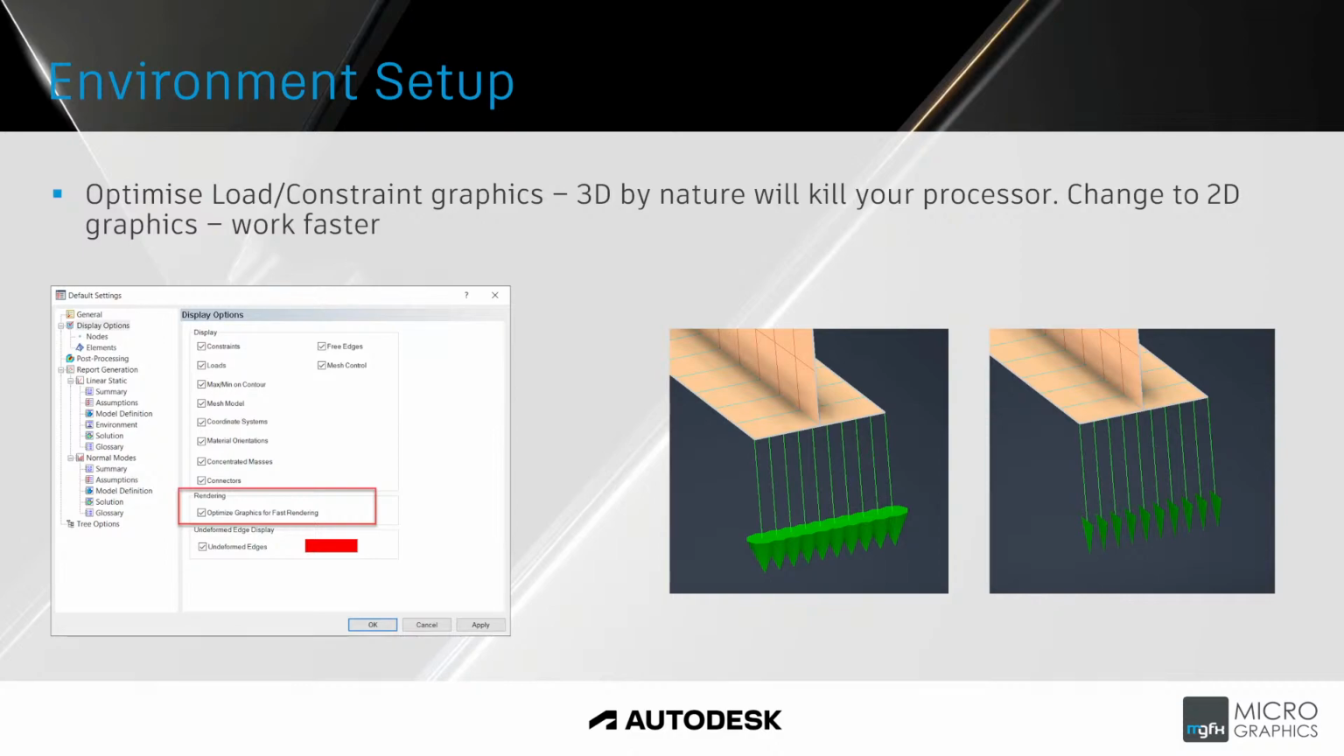So to optimize the graphics for when you're turning the model around, you can go to your general settings again, and under display options, just tick "optimize graphics for fast rendering." That is off by default. You'll see the picture on the left has your 3D arrows. The picture on the right has 2D. So it will change it to 2D and be much quicker when navigating around your model.